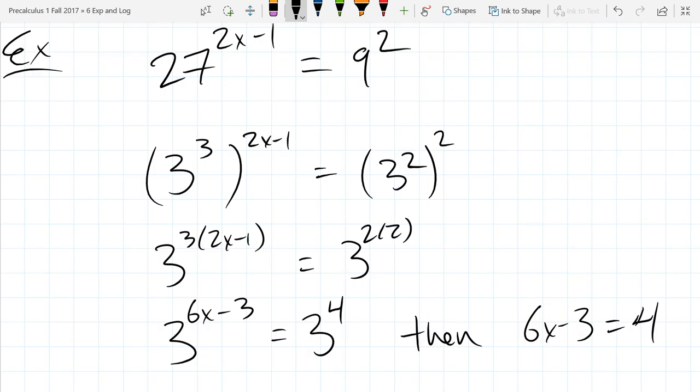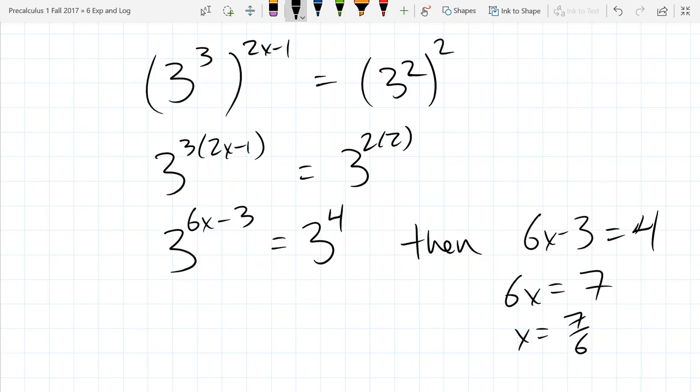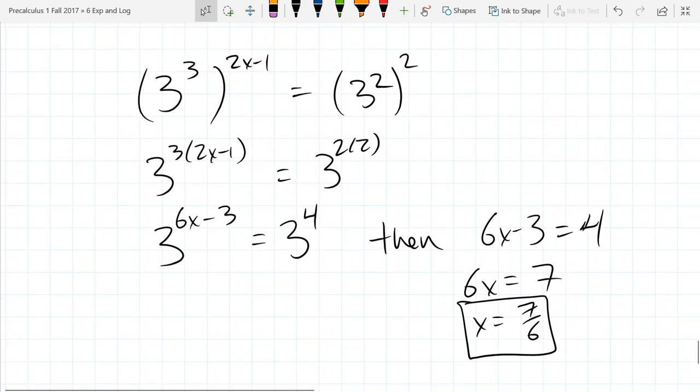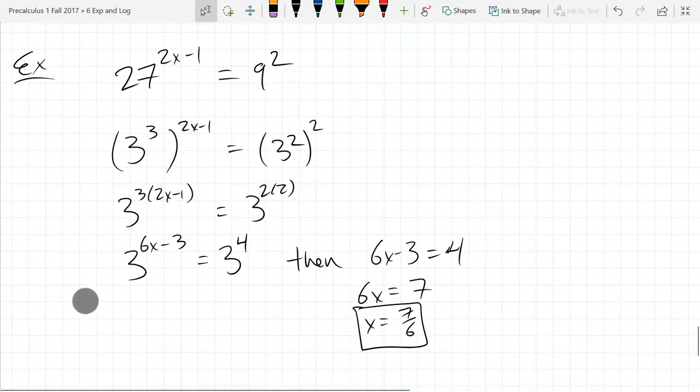So I want you to finish this problem, match up the exponents. The exponents have to be equal now. So we got 6x minus 3 equals 4, and then solve for x. And it should be an easy algebra problem now. So any questions on 7/6 as x?